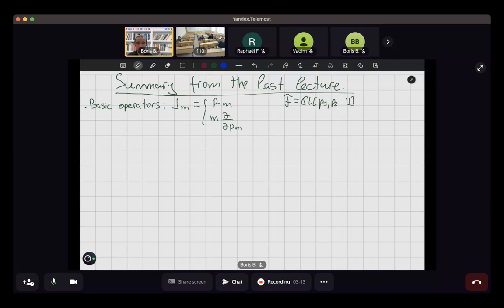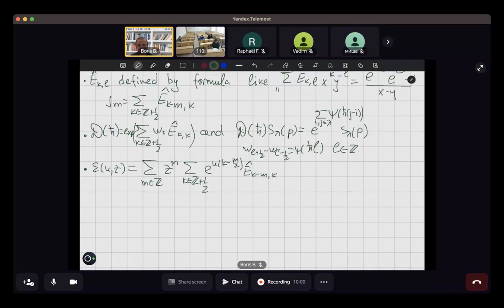Yes, again, if we define this curly E operator as follows, then E k minus m k hat, then we prove... So let me check. Did we prove it in the seminar or not? One second.